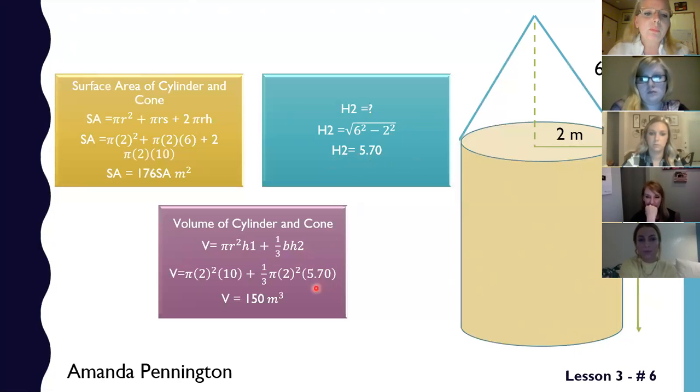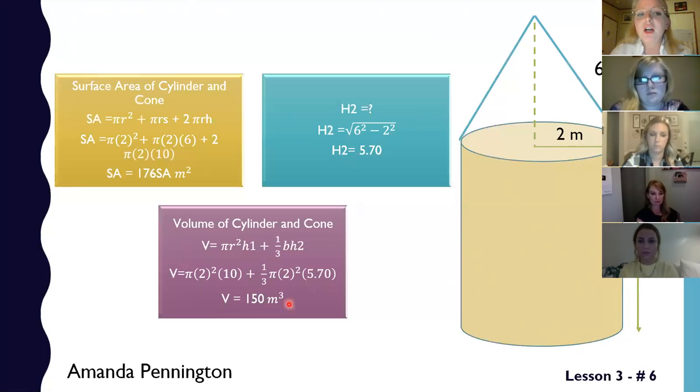So just like before, we're going to plug in our numbers. So v equals pi 2 squared. And then we're going to do our height 1, which is 10 of the cylinder, plus 1/3 pi, 2 for the radius squared, and then our 5.7. And when we do that, we're going to get the volume of 150 m cubed.